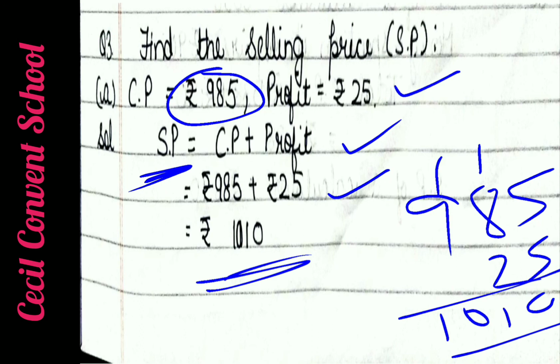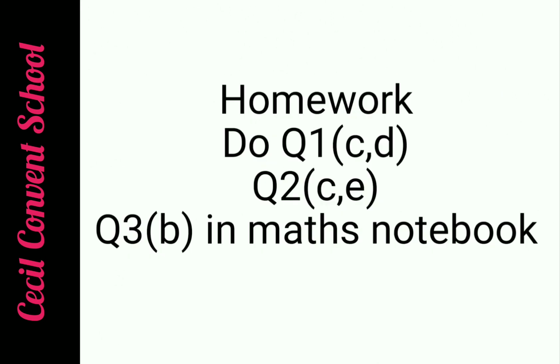Understood? So now student, I will let you know what to do in homework. In question number 1 student, you have to do C and D part. Question number 2 you have to do C and E part, and in question number 3 only B part you have to do in maths copy.